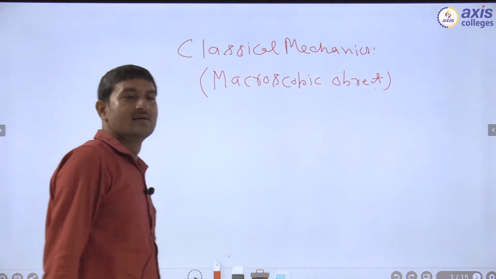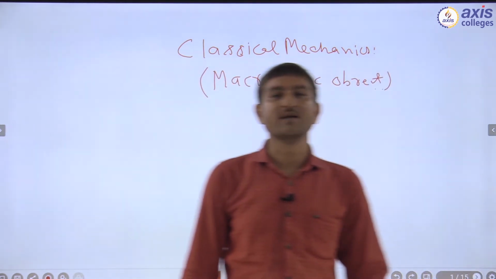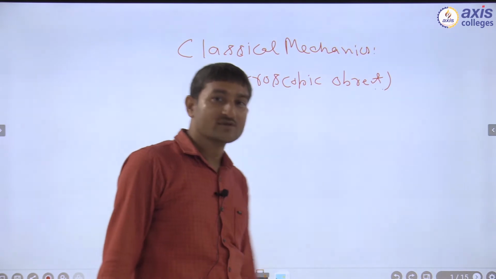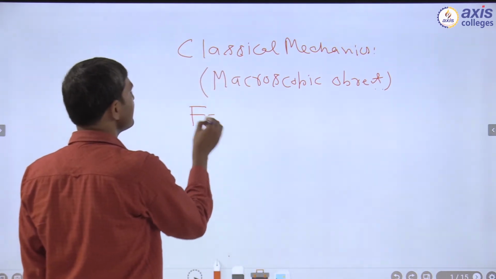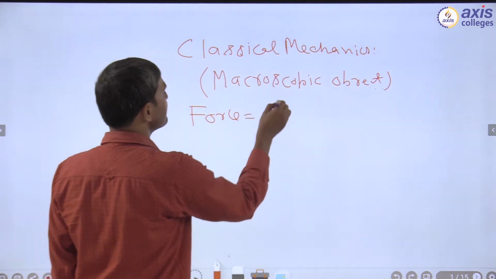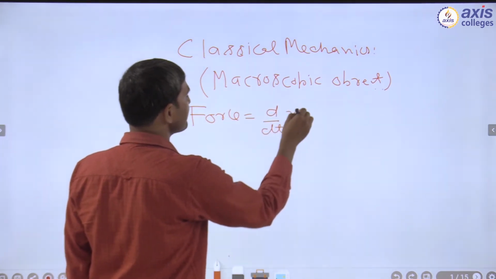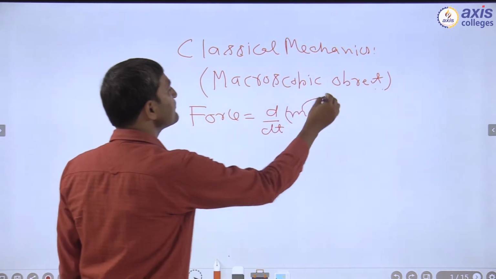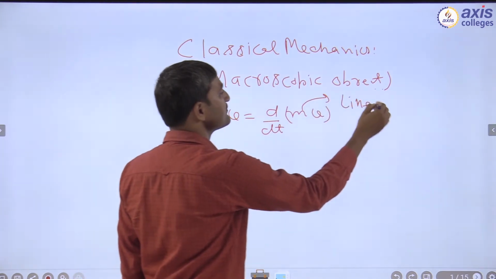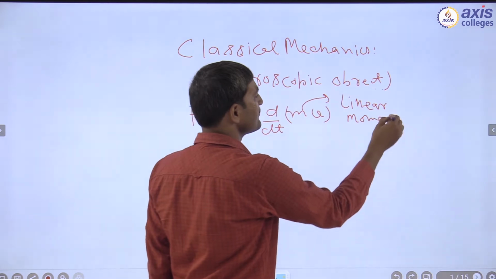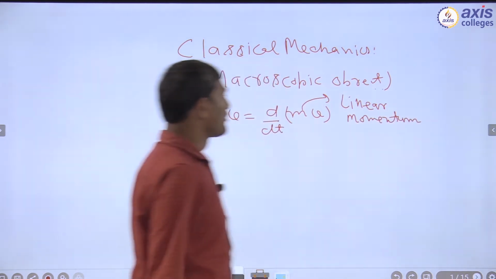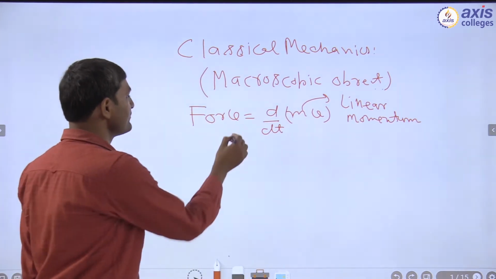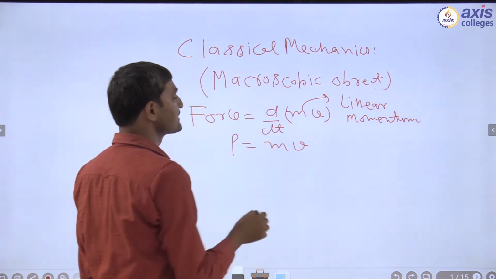So when we start the laws of motion, first of all I want to express Newton's second law of motion. As we know, force is the rate of change of linear momentum. And linear momentum is the product of mass and velocity. So here momentum P is the product of mass and velocity.